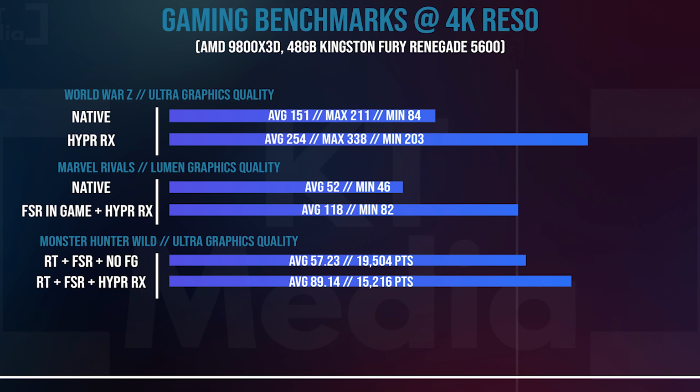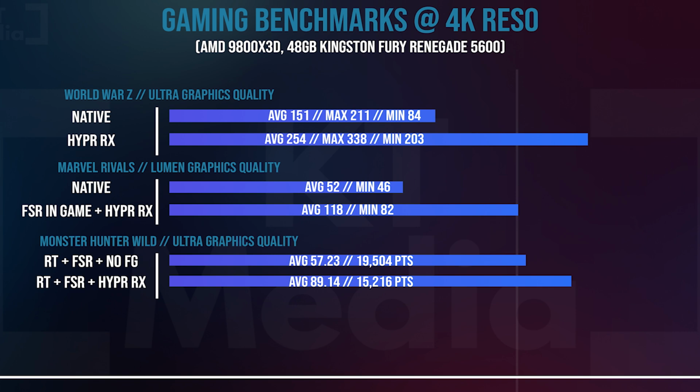In World War Z, I actually ran this card on its native settings without any upscaling, without any technologies involved from the graphics card. Average FPS we recorded was 151. Its max was 211 with a minimum FPS of 84. Once I enable Hyper RX, the FPS scales drastically. It's almost 2 times the amount that we get from the native score. Average FPS of 254, a max of 338, and a minimum of 203.